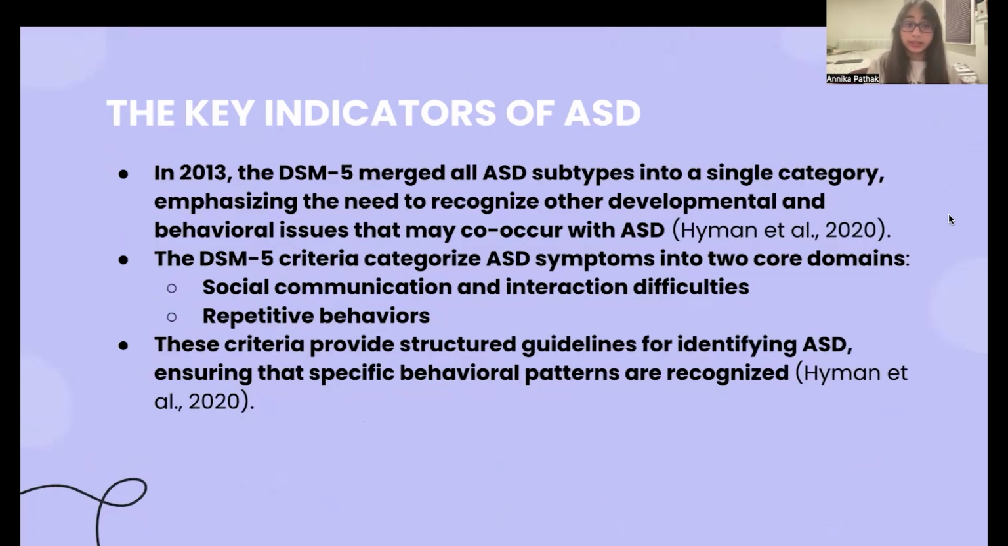In 2013, the DSM-5 merged all ASD subtypes into a single category, emphasizing the need to recognize other developmental and behavioral issues that may co-occur with ASD. The DSM-5 criteria categorizes ASD symptoms into two core domains: social communication and interaction difficulties, and repetitive behaviors. These criteria provide structured guidelines for identifying ASD, ensuring that specific behavioral patterns are recognized.